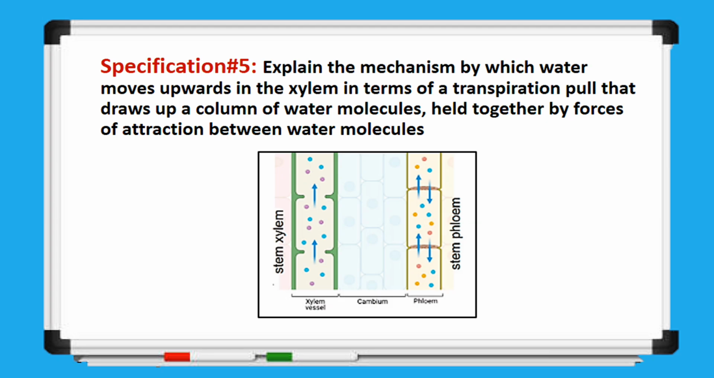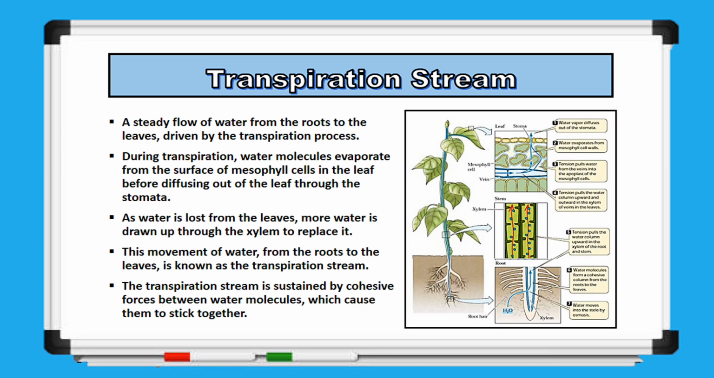So, let's begin with the concept of transpiration stream. Transpiration stream is simply the steady flow of water from the roots all the way up to the leaves, and it's powered by the process of transpiration. And here's how it works. During transpiration, water molecules evaporate from the surface of the mesophyll cells inside the leaf. Once they've evaporated, they diffuse out of the leaf through the stomata. As this water is lost from the leaves, it creates a pull that draws more water up through the xylem to replace what's been lost. We call this movement of water from the roots to the leaves the transpiration stream. It keeps going because of the cohesive forces between water molecules. These forces cause the molecules to stick together, forming one unbroken column of water.